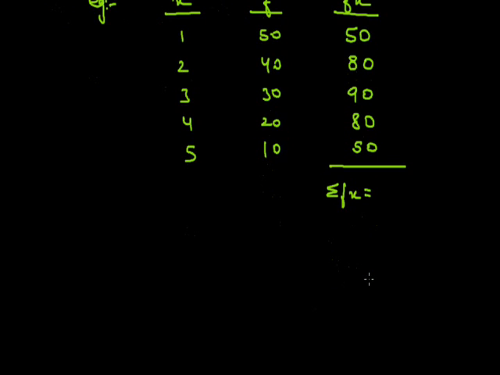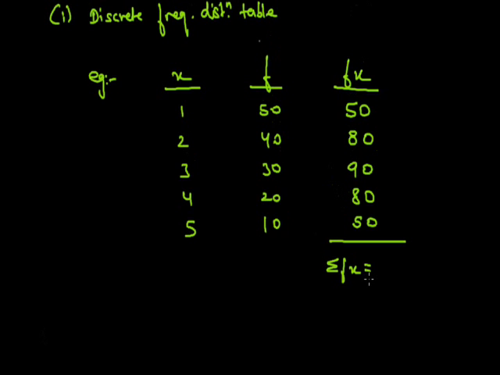So if we add all this f into x, accordingly what we'll get is 50 plus 80 plus 90 plus 80 plus 50. So if we add all these things, we get 350. So this we got as the sum of all observations. It means if we add all the observations, we'll get 350.